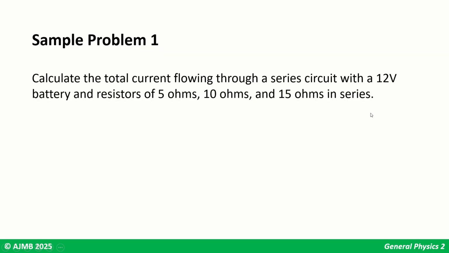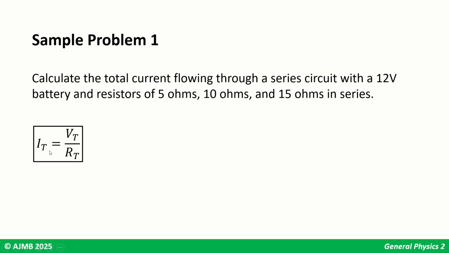Okay, let's solve some sample problems. Here, you are asked to get the total current. Your circuit is in series configuration. Your power source is a 12 volt battery, and you have three resistors, R1, R2, and R3, connected in series. Okay, so how much is the total current present in that circuit?